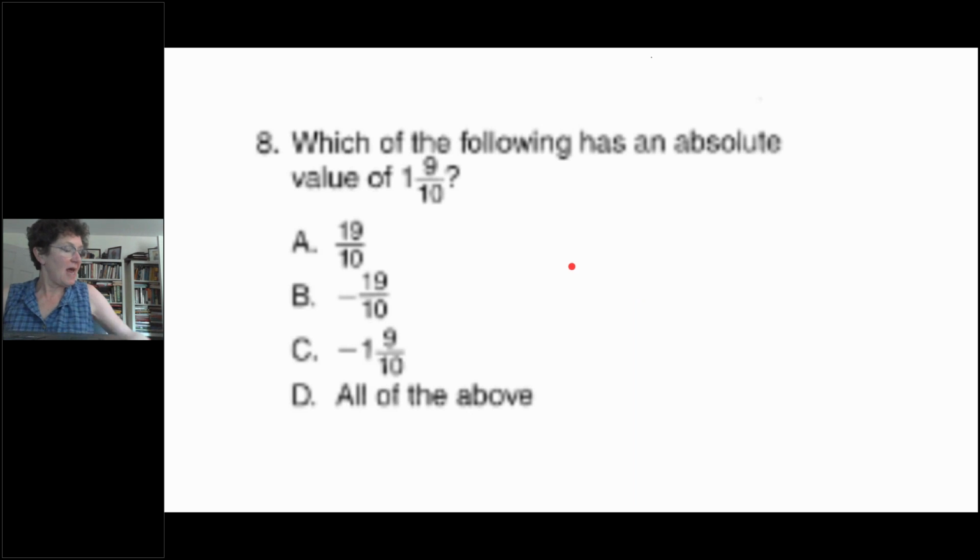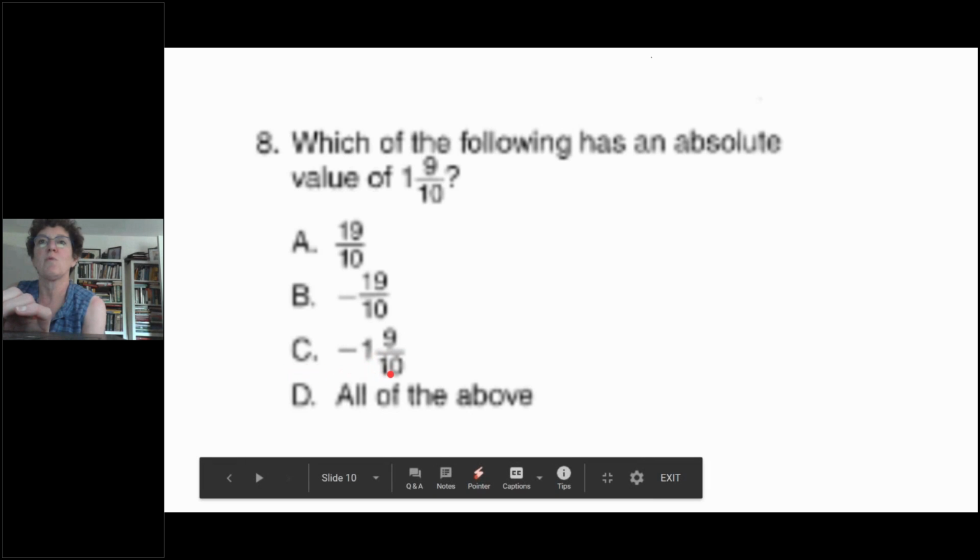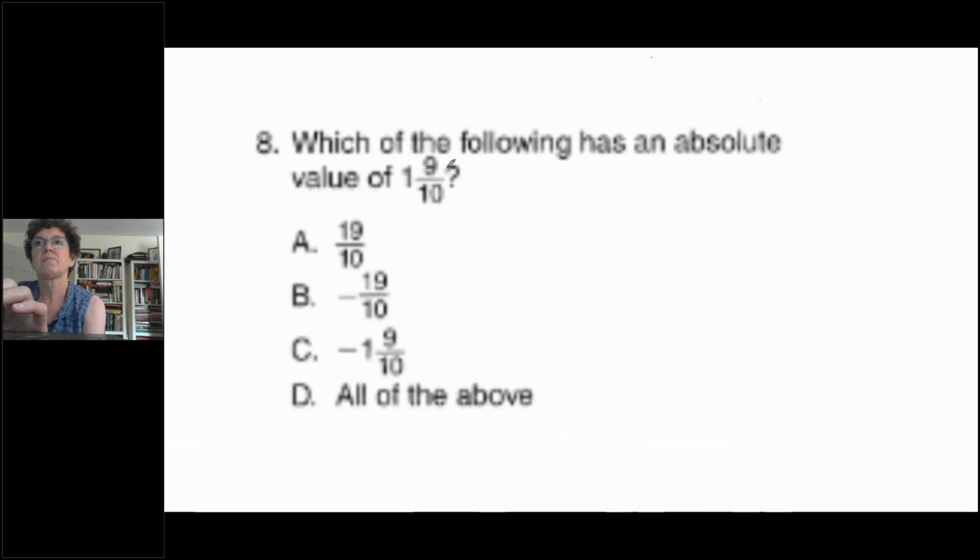Which of the following has an absolute value of 1 9/10? Well, I see that one of these says something that I know right away will be true. If I put negative 1 9/10 in absolute value signs, I know that will be equal to 1 9/10. That's positive 1 9/10. So for sure, C is correct.